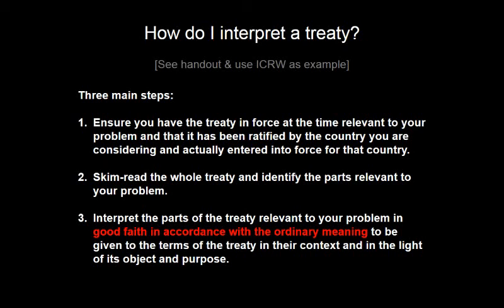And the good faith, if you turn over the page, you see Article 31 of the Vienna Convention on the Law of Treaties. Article 31, paragraph 1 says, a treaty shall be interpreted in good faith in accordance with the ordinary meaning to be given to the terms of the treaty in their context and in light of its object and purpose. And can I just draw your attention to paragraph 3?